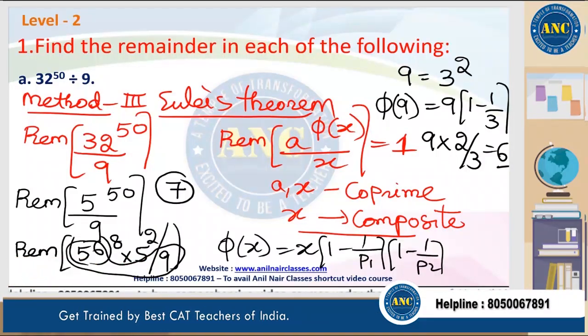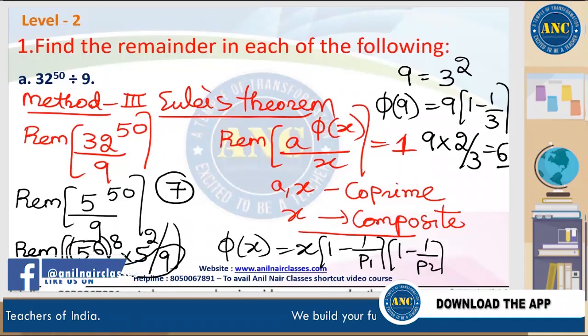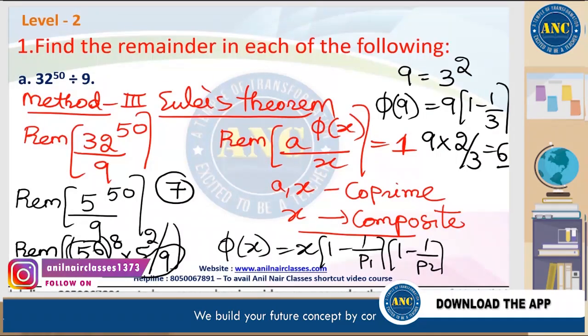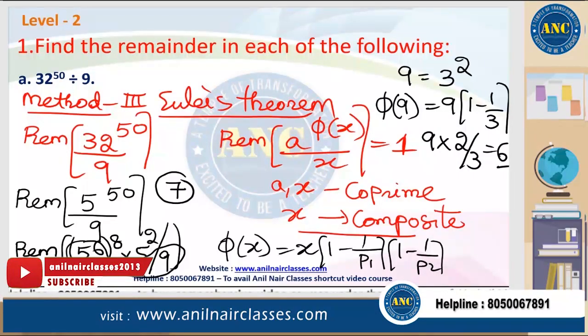Euler's theorem is used when the denominator is a composite number. Phi of x is a quotient function. If the denominator is a composite number, write it as a power of prime bases. Do it, and count how many are not divisible.